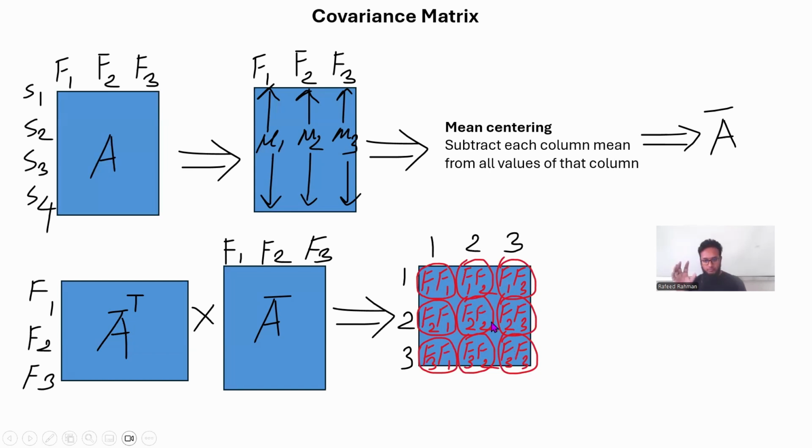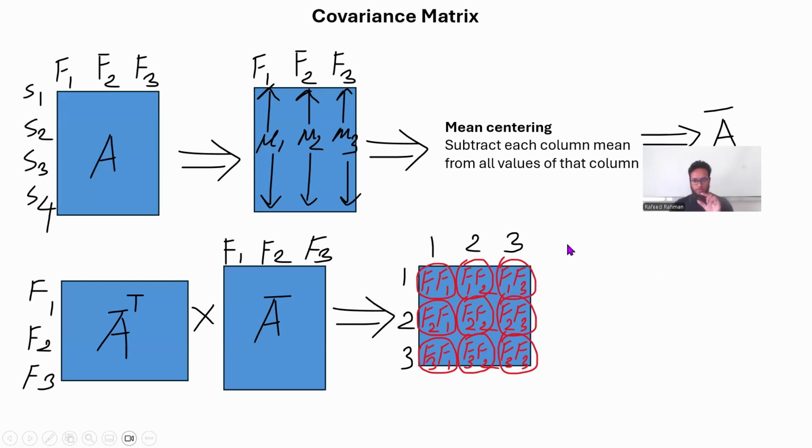If you look at this matrix closely, this is a symmetric matrix. Why? You can actually check. Row 2 and column 1 has F2F1. Row 1 and column 2 has F1F2. So F1F2 is the same as F2F1. So it's a square matrix, it's a symmetric matrix. That is the important thing.